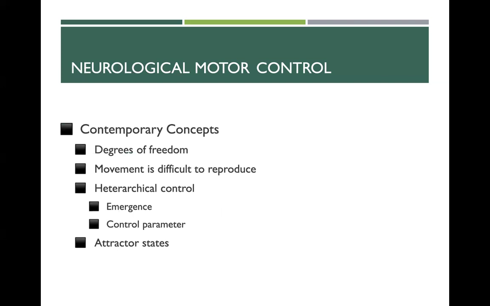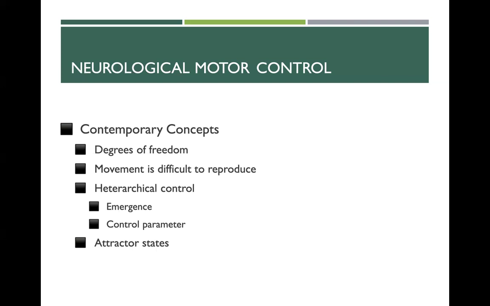So with neurological motor control, the contemporary concept is the degrees of freedom. Muscles and joints can be used in various combinations to create movement. Each movement is unique and cannot be exactly recreated. An example of this would be doing a bicep curl. If you do a set of 10 bicep curls, not every bicep curl is going to look identically the same. When you start the bicep curl, you might be able to lift it longer, lift it for more repetitions, that sort of thing. And when you get to the 10th repetition, it may be slower.